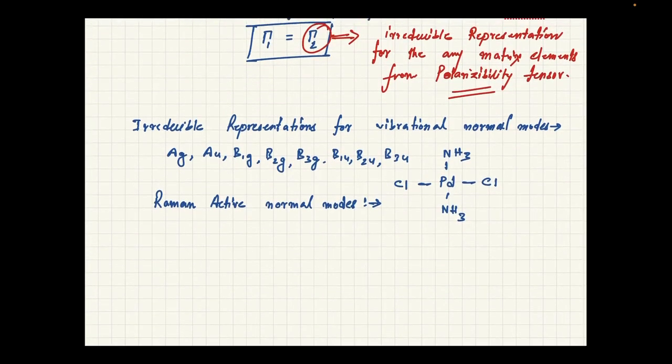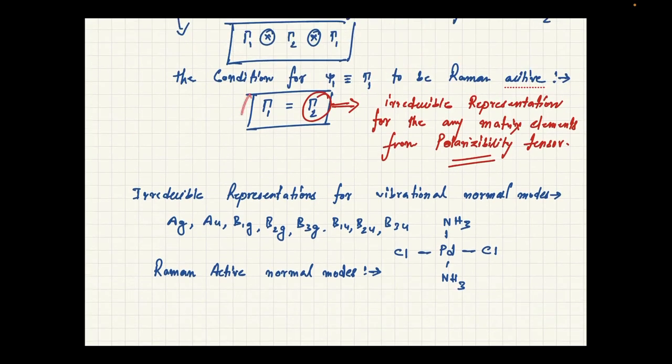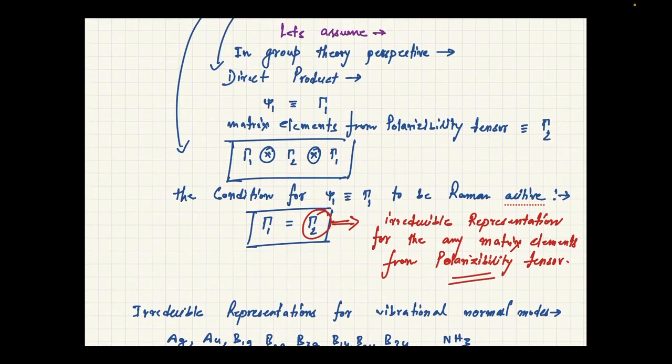So that means those irreducible representations, the vibrational normal modes for those irreducible representations, will be Raman active. I just mentioned the condition for the TMI, or the direct product, to give us a totally symmetric one: gamma 1 equal to gamma 2, where gamma 1 is the irreducible representation of the vibrational wave function for the vibrational normal mode, and gamma 2 is the irreducible representation for the matrix element from the polarizability tensor. So those two representations have to be equal, so that our TMI will be non-zero and that particular transition will be Raman active.